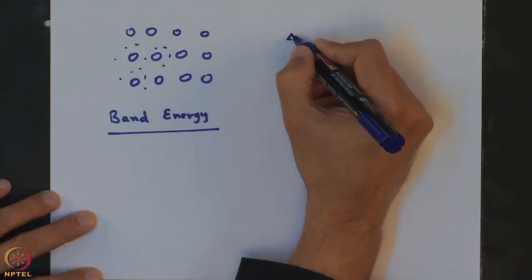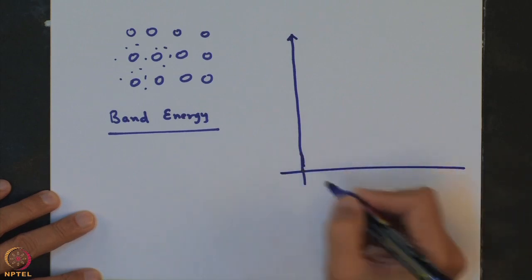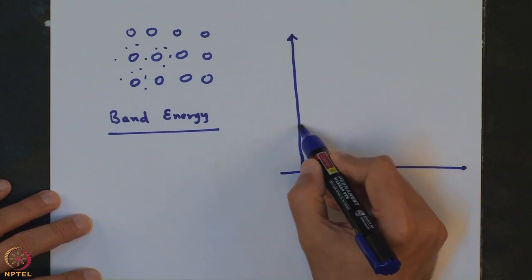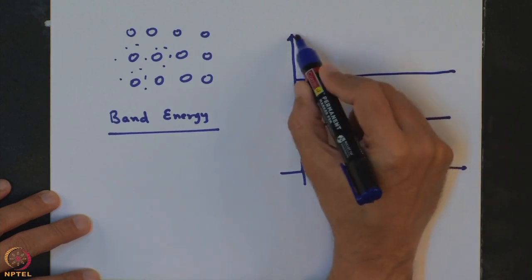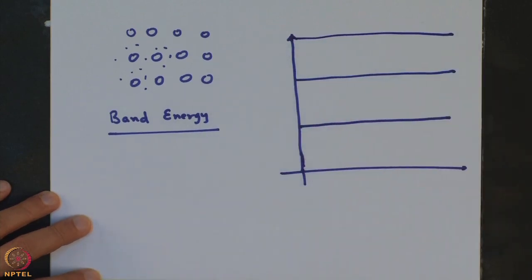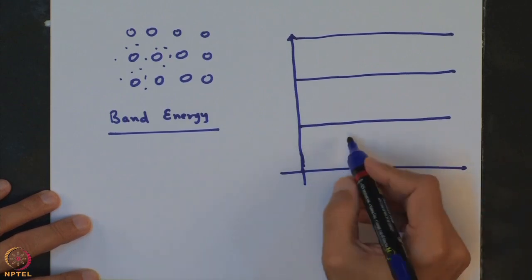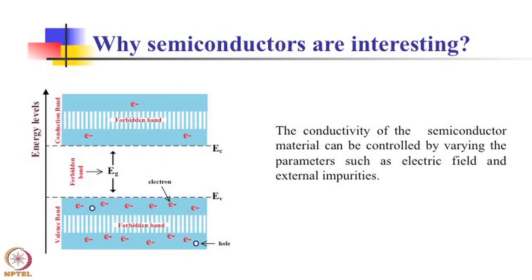So, in the band energy concept, if I have the energy plotted here in the y direction, then I can maybe divide this into certain zones. Let us say I define these 3 zones, and this is a zone which has further divisions. Now, your y axis is energy, so basically you are talking about various energy levels here.